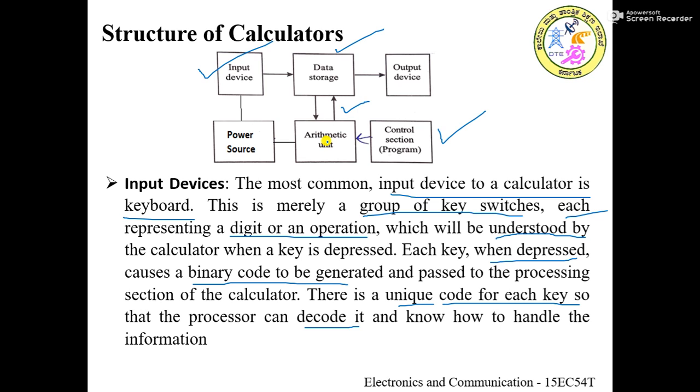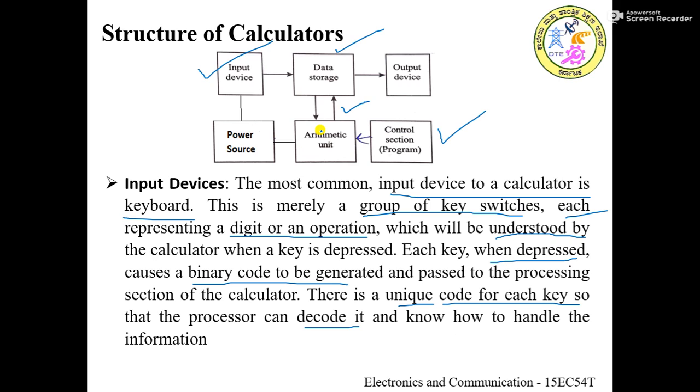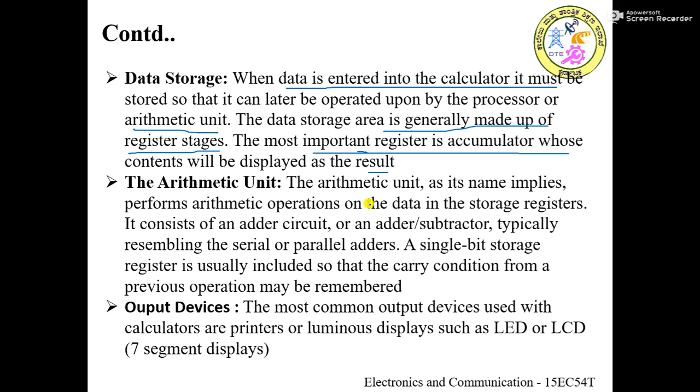Even if you want to do a subtraction operation, it is also carried out using the adder circuits only. And in the arithmetic unit there is a 1 bit register associated with it, whose purpose is to store the carry bit whenever it is generated in an intermediate stage. So if you want to keep track of the carry bit, there should be a single bit register associated with the arithmetic unit. And in the arithmetic unit you are going to find the adder circuits. The same thing is written here.